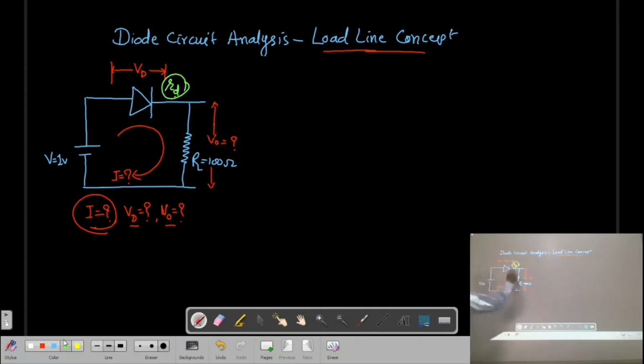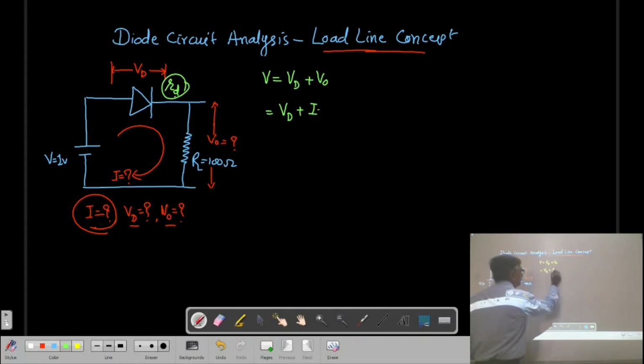Now, in this case, if I apply Kirchhoff's law, then I can write that V is equal to Vd plus Vo. So my applied voltage V is equal to Vd plus Vo, and that is equal to Vd plus I into RL, because the current passing through the RL is I. So I into RL.